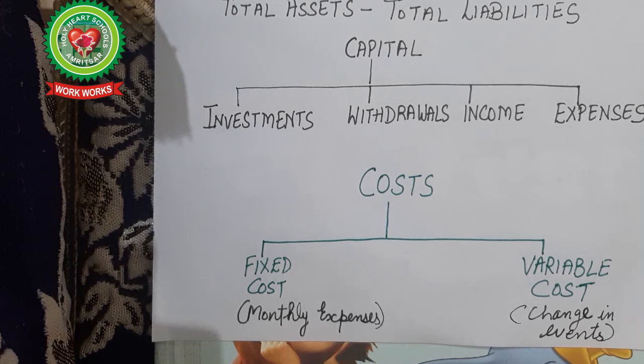Variable cost: suppose due to an emergency, an unpredictable event, the need arises to buy a machine to produce goods which are in demand by the customer. Buying that machine is a variable cost. It is not incurred every month, it is not fixed. So that is called variable cost.